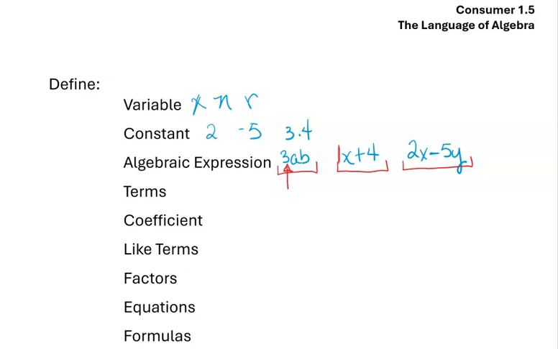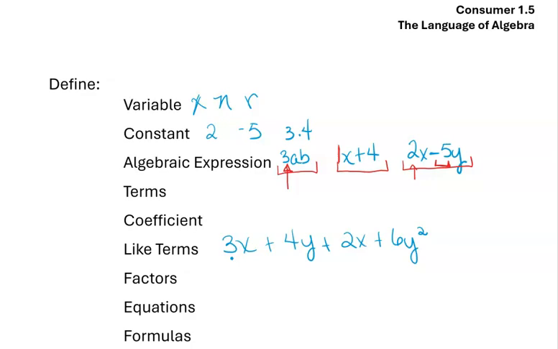Its coefficient is 1. The number 4 in this expression is a constant. It's a coefficient that is a constant. You can just call it a constant. And then in this expression here, the coefficient of 2x is 2, and the coefficient of 5y is actually -5. It's minus 5y or plus a -5y. So the coefficient of y is -5, the coefficient of x is 2.